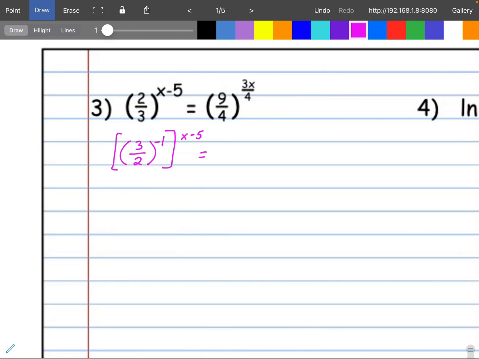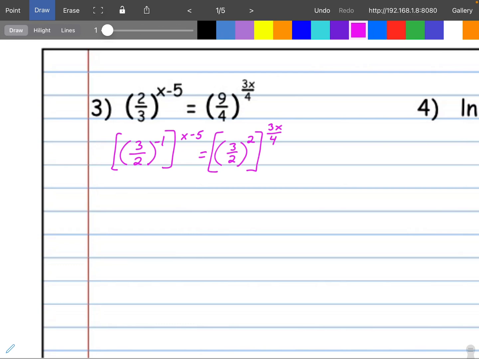Now, we have to also change our base on the right. We need that base to be 3 over 2. Well, what can I do to 3 over 2 to make it 9 over 4? Well, I can simply square each number. So if I square that fraction, I'm going to get my original base. So 3 over 2 squared is my 9 over 4, and then that was still raised to the 3x over 4 power. So again, we're going to have to multiply our exponents together. So that seems a little bit crazy, but the name of the game is get your bases the same.